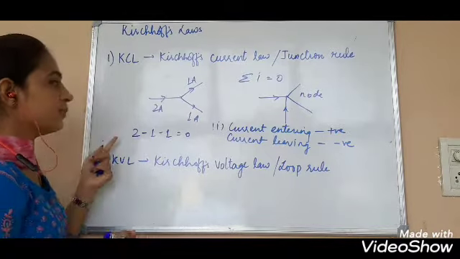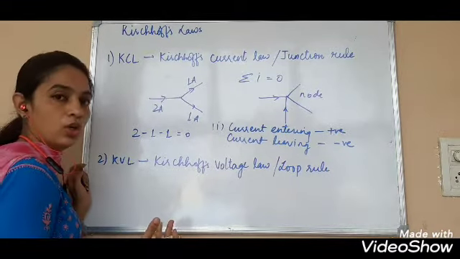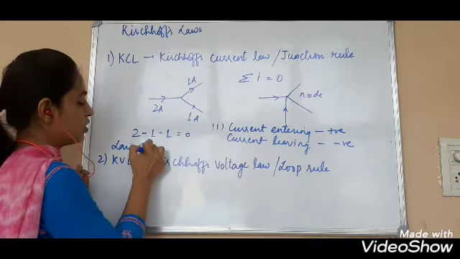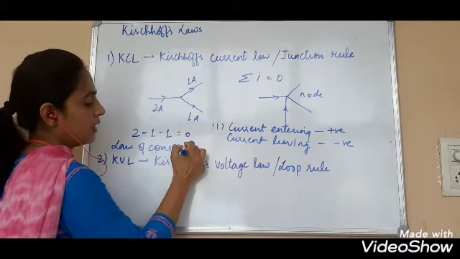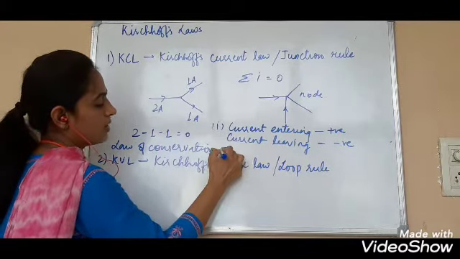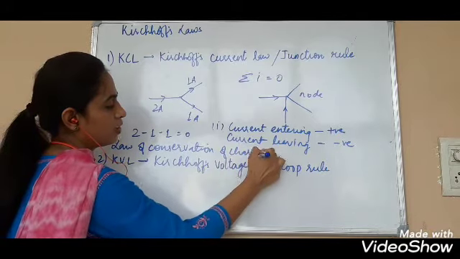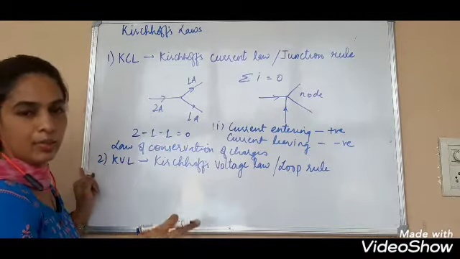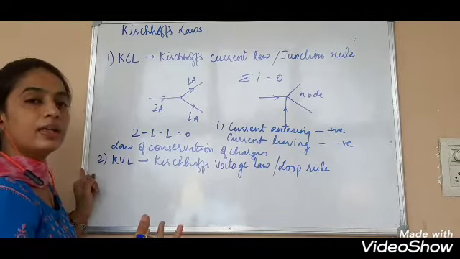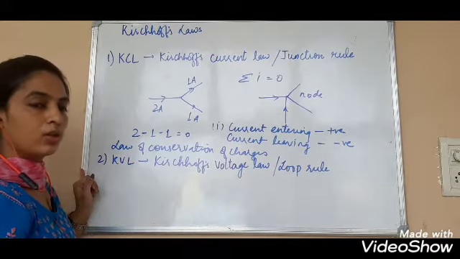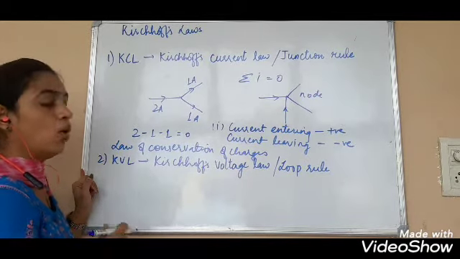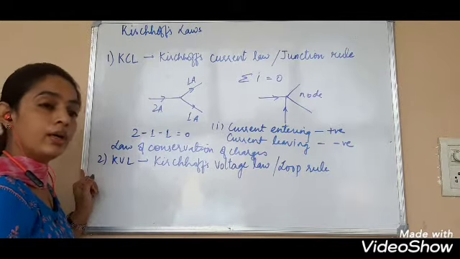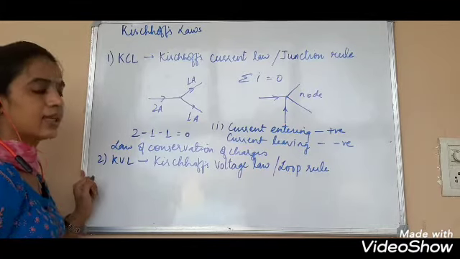Sometimes the question is asked, on which law is KCL based? It is based on the law of conservation of charges. We've studied that charge can neither be created nor be destroyed. So whatever current is entering, the same amount of current will leave the junction. Charges cannot be lost or created. And remember, whatever current you draw from a cell, the same amount of current you have to return back to the cell. So that is KCL.